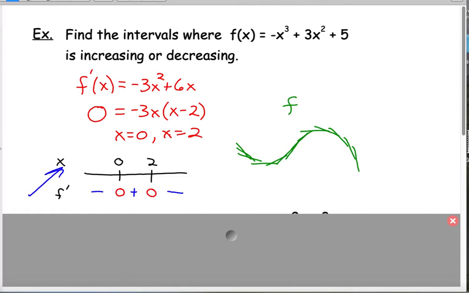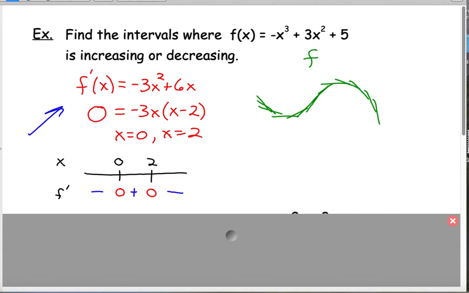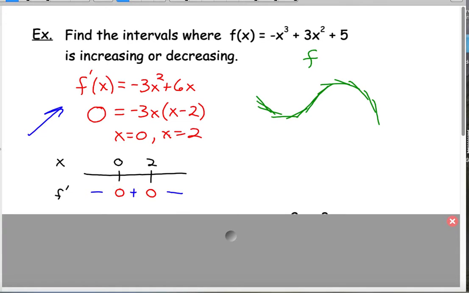So looking at the signs of f prime tells us a lot about the shape of our graph of f. So we know that we're decreasing, increasing, and decreasing. This is a local minimum, and this is a local maximum. So let me fill in all that information. Move that up there. All right, so now we can say that f is increasing when x is between 0 and 2.